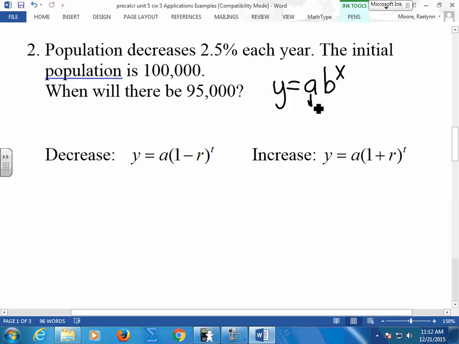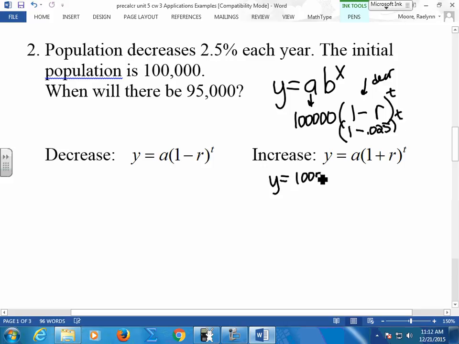What's your initial? 100,000. And it's decreasing. This is where I'm going to decrease. Decrease is 1 minus the rate, and again, to my time. So what is my rate in decimals? 0.025. Good. 1 minus 0.025, and you can leave it like that. So you're either going to say 100,000 times 1 minus 0.025 to the x, or if you calculated this, this is 0.975.